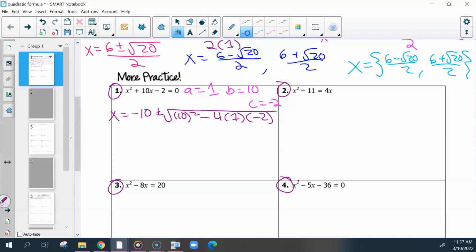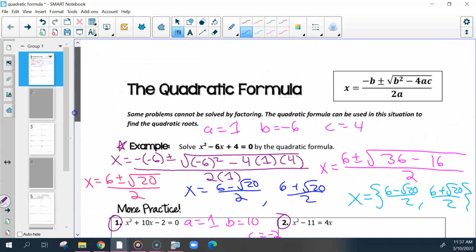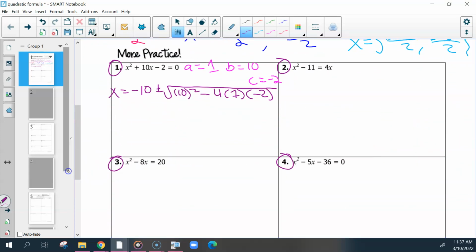Wait, why is it 4? In the formula, it's just 4. Oh, right. All over 2 times your A value, which is 1.